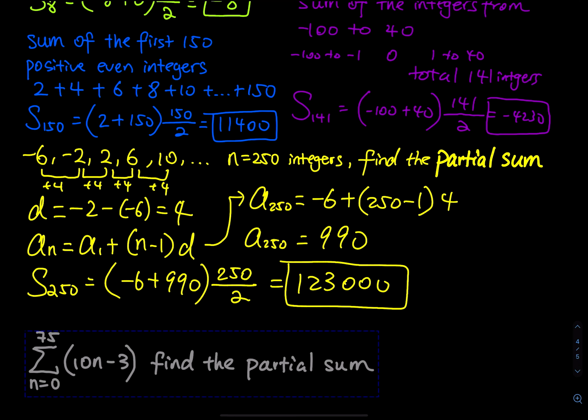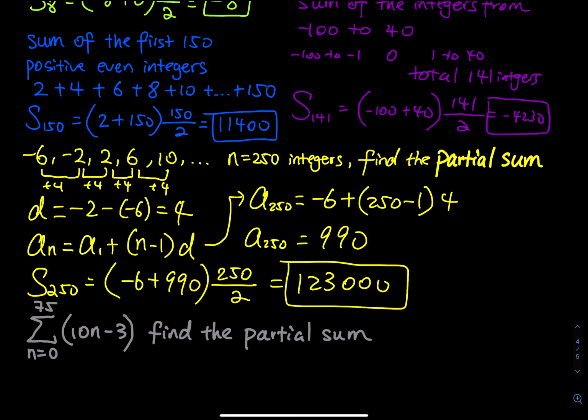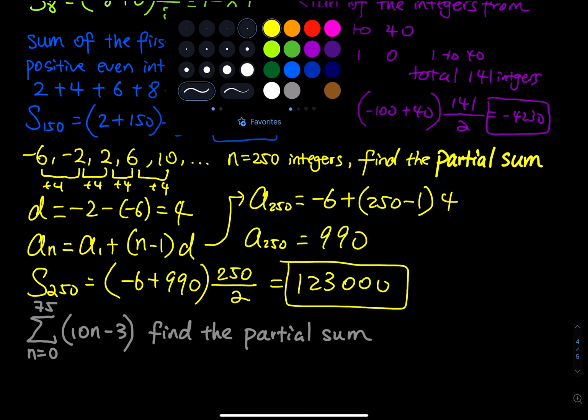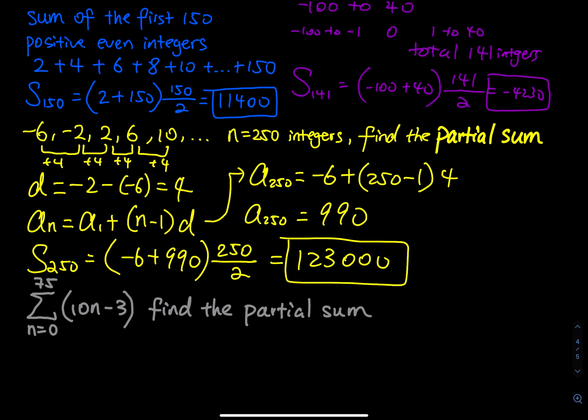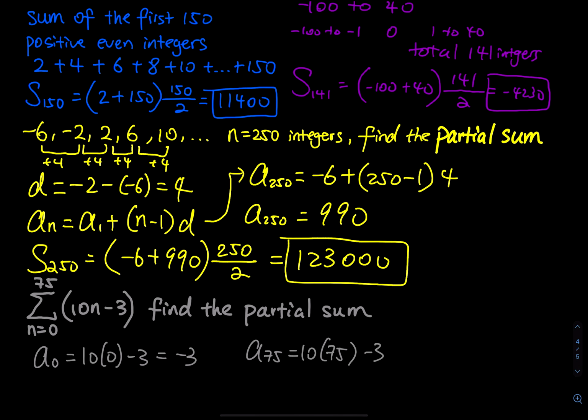Last problem, we have a sum. So allow me to move this up. I want to find the partial sum from 0 to 75. So what is the first term? The first term is a of 0. That is 10 times 0 minus 3. This is negative 3. And then the very last term, a of 75, is equal to 10 times 75, 750, minus 3. That is equal to 747.